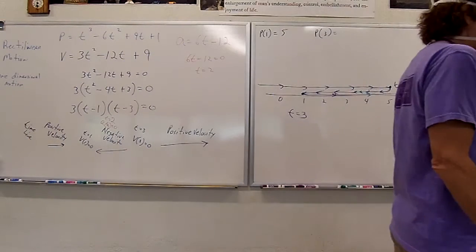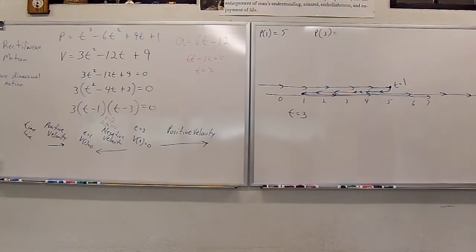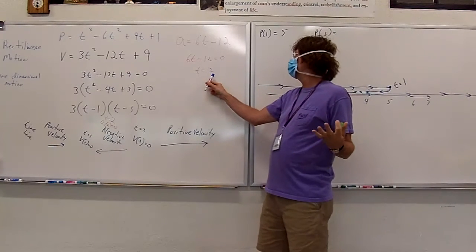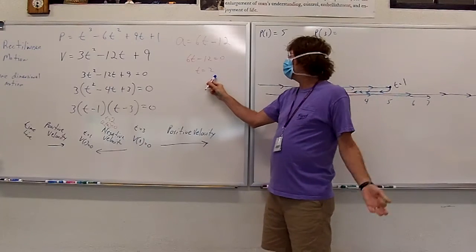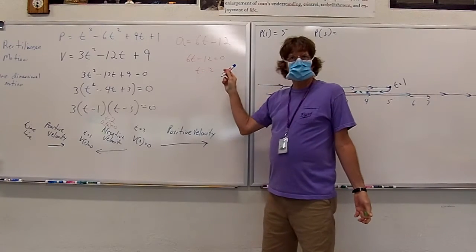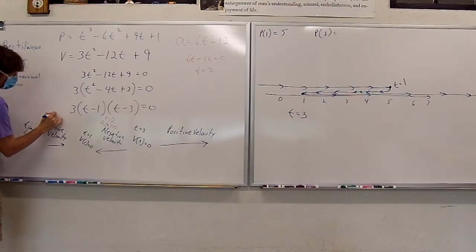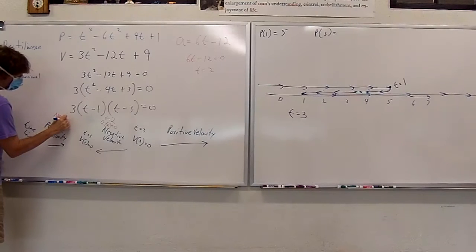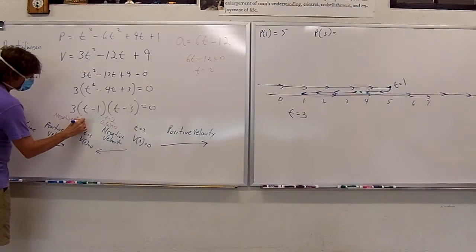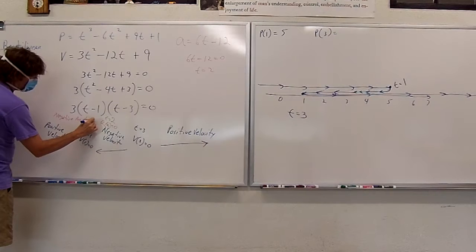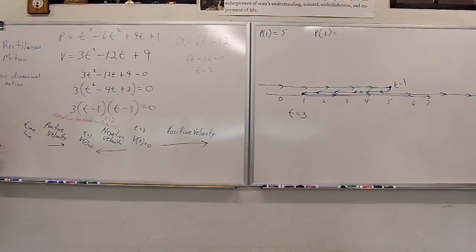Now, if I put a time smaller than 2 into the acceleration, I put in 1, I put in -5, I get a negative acceleration. So all the time less than 2, we have a negative acceleration. That's okay. It can be going that way with a negative acceleration. It can be backing up with a negative acceleration.